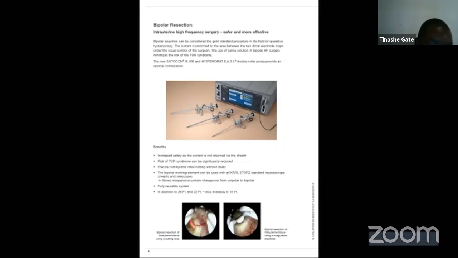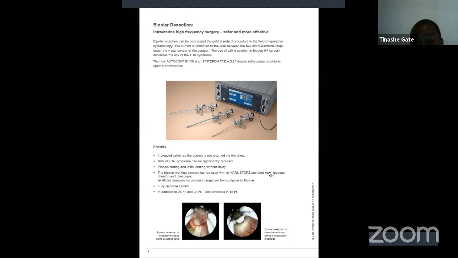So what else can I say? The minimum outer diameter is also an advantage. If you look at the benefits right here: increased safety as the current is not returned via the sheath, risk of TUR syndrome can be significantly reduced, precise cutting and initial cutting without delay. The bipolar working element can be used with all Karl Storz standard resectoscopes and sheaths. That means the 7mm and the 9mm. Fully reusable system.